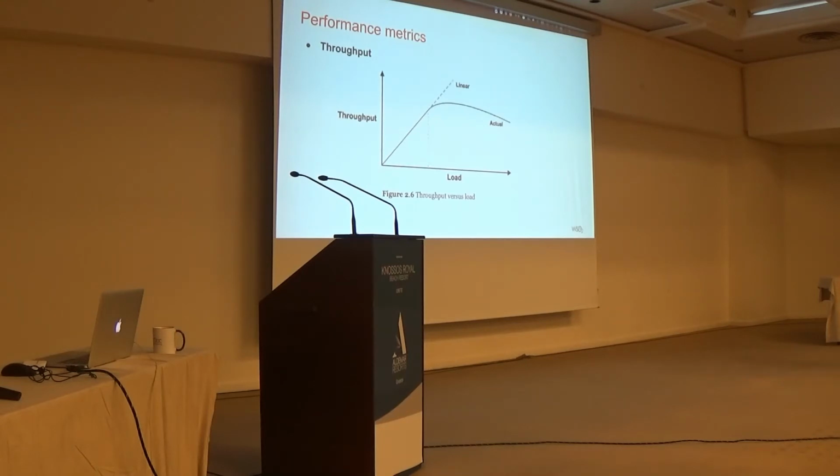So this is a well-known curve. This shows how the throughput varies with the load or the number of users. It increases linearly, right, in the initial phases, then it sort of stagnates for a while, and then it starts to degrade.